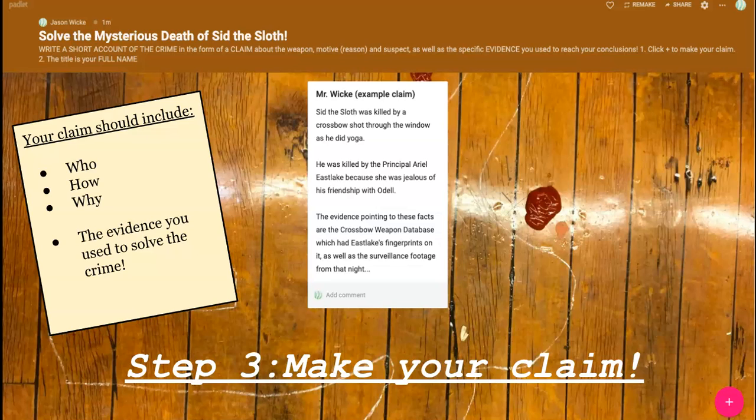Now, this is a completely made up thing, right? There's no crossbow weapon database, but this is the kind of thing I want you to do when you're writing your claim, including who, how, and the why, and what piece of evidence really led you to make those conclusions. So have fun with this. It takes some time. I've done it in previous years. People have really enjoyed it. It is kind of hard.